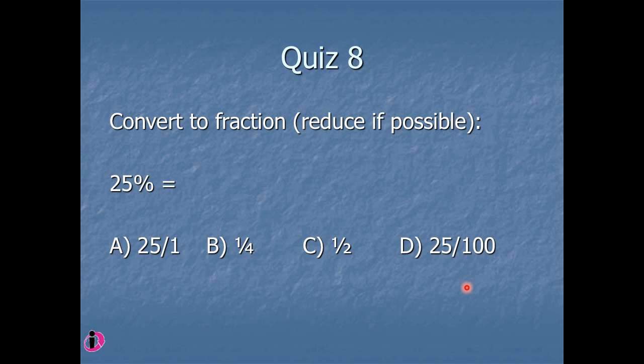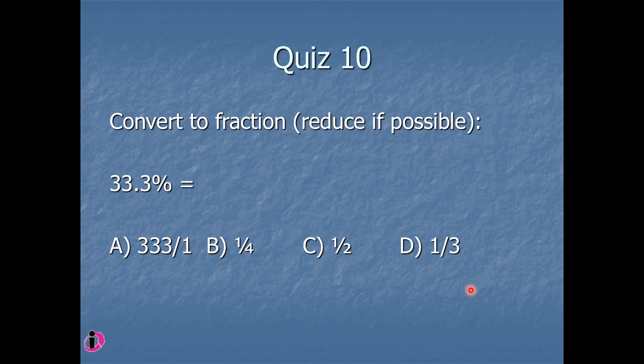If you have 25 over 100, you just break 25 and 100 into prime factors and then cancel out, right? 50%. Half, right? Right answer is C.